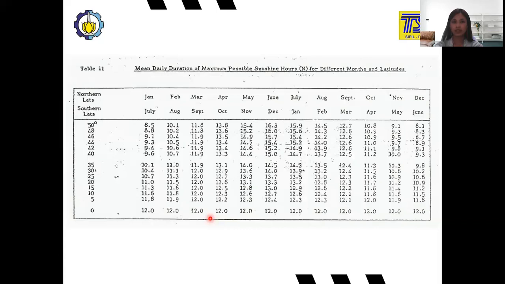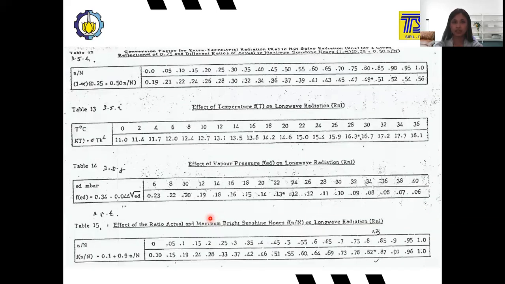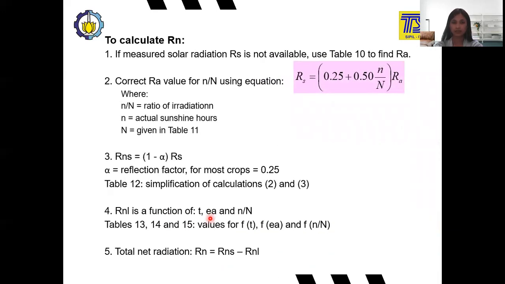And we will also use tables 11, 12, 13, 14, and 15 related to this formula. To calculate Rn, we have to know the RNS and RNL. The RNS is the short wave and the RNL is the long wave.